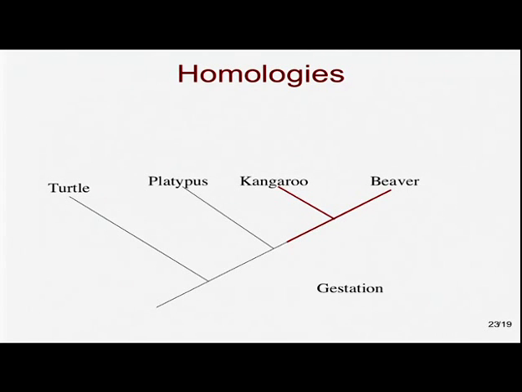So their common ancestor would be at the next fork. So then if we looked at this, which of these four are the most similar to each other? We would say the one with the most recent common ancestor, the one with the fork closest to them. So the kangaroo and the beaver are the most similar to each other of these four. Next would be the platypus. Then the turtle's the least similar to the rest of these.